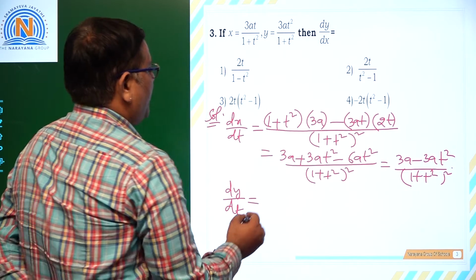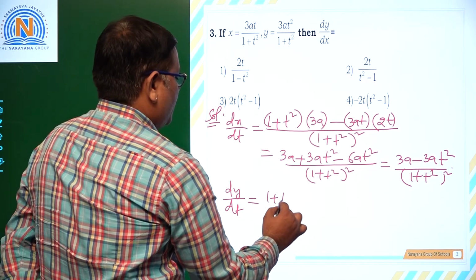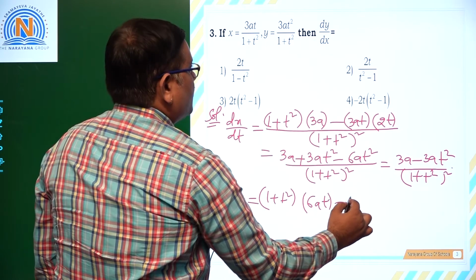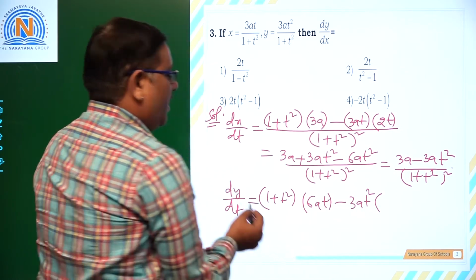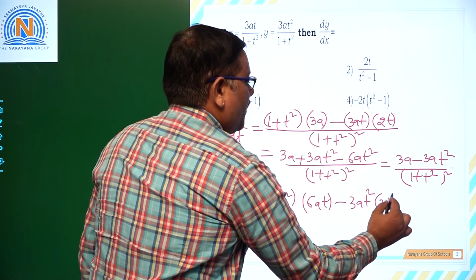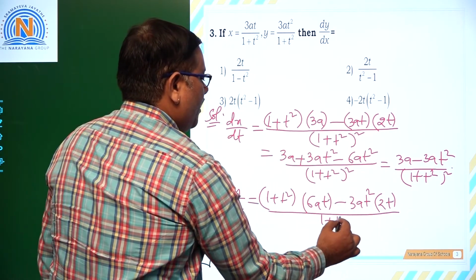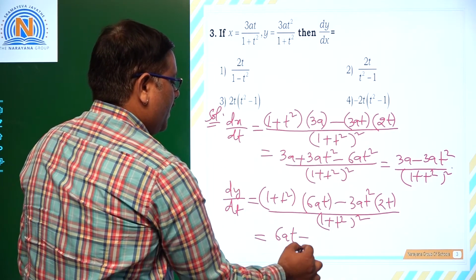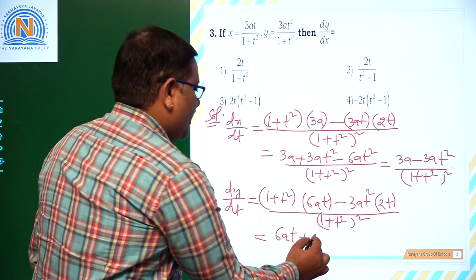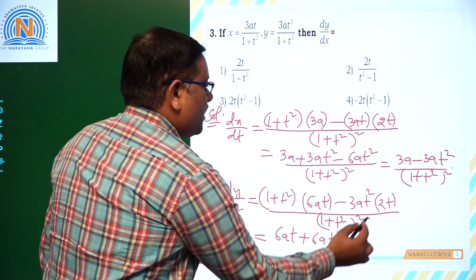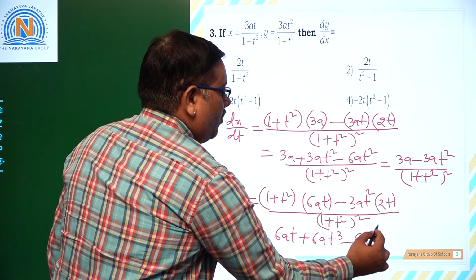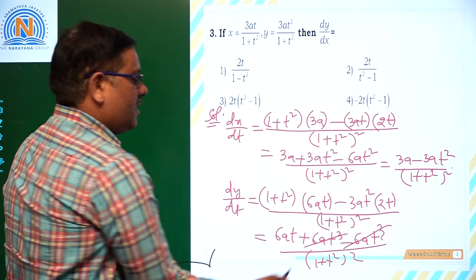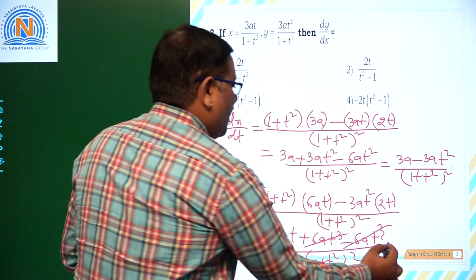dy by dt is given in the same way: (1 plus t square) into the derivative of the numerator, that is 6a t, minus 3a t square, the numerator, into the derivative of the denominator, that is 2t, by (1 plus t square) whole square. Further simplification: this is 6a t plus 6a t times t square, that is 6a t cube, minus here also 6a t cube, by (1 plus t square) whole square. So these two terms will cancel because one is plus and the other is minus with the same magnitude.